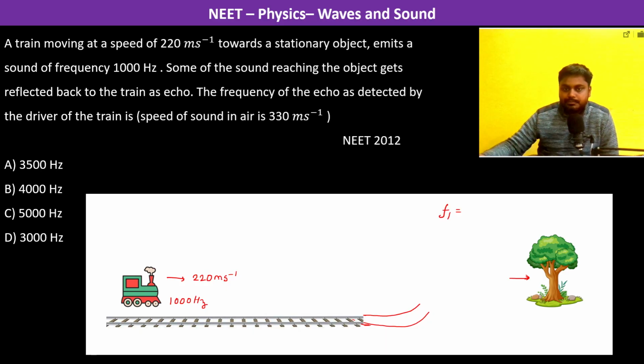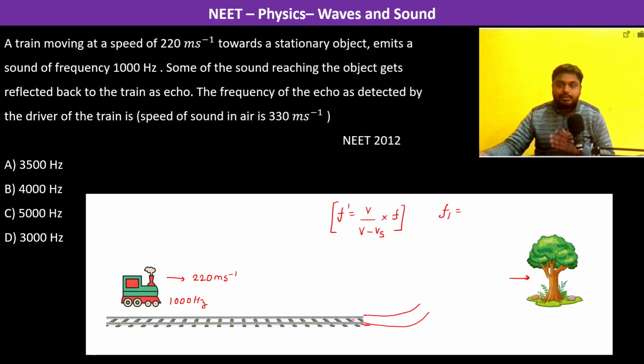We will use the formula f dash is equal to v divided by v minus velocity of source, into the frequency which is emitted, where v is the velocity of sound. Why have we used negative? Because the source is approaching the observer. So f1 is equal to 330 divided by 330 minus 220, into 1000 hertz.